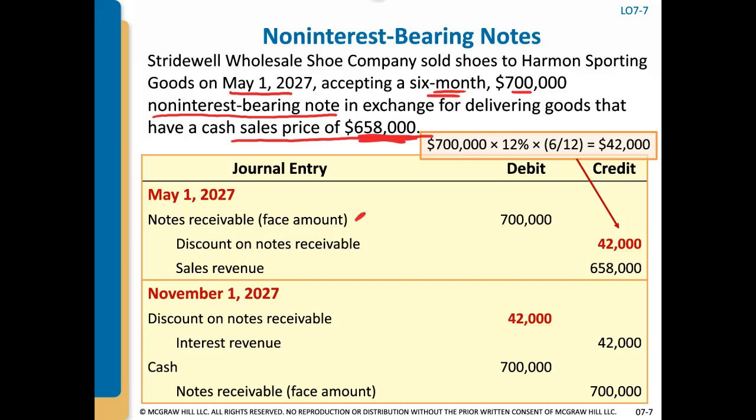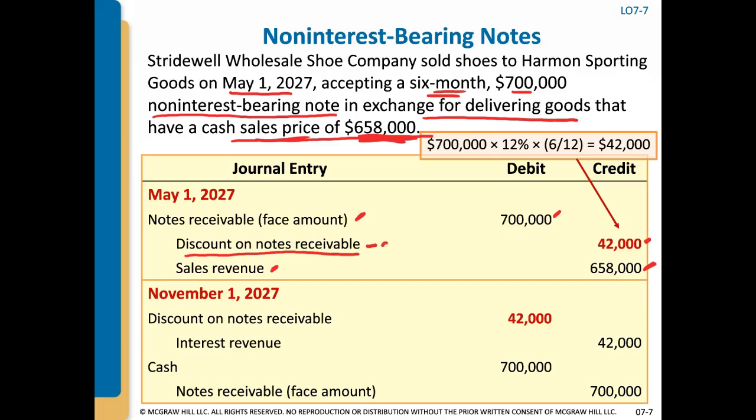First, my notes receivable is $700,000. Why? Because at the end of the 6 months, I'm going to, as a creditor, receive $700,000 from you. And let's look at what we booked for sales revenue. Our sales revenue is $658,000. That's what we gave you. I gave you goods that have a cash sales price of $658,000. And so therefore, to make our entry balance, we have this new account, and it's called discount on notes receivable, and it's the $42,000 credit.